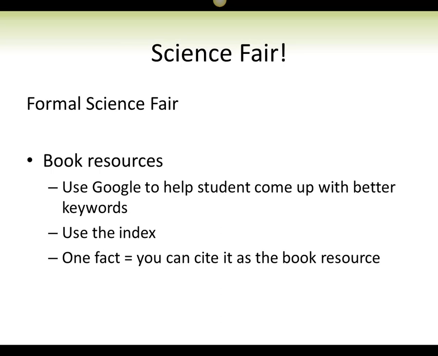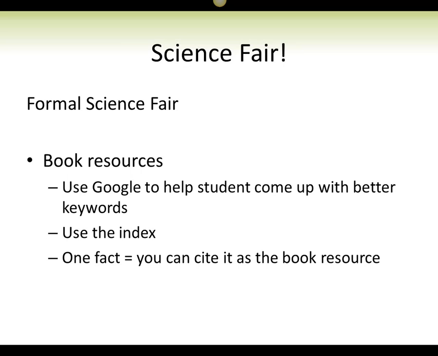So if they're doing something like rust, I might do rust science fair, and it might come back with something like oxidation somewhere in there, and I'll say, oh, well, maybe that's a good keyword, oxidation. Let's try that, and then we'll use that when we're doing the catalog search. But remember, if your catalog doesn't list the word oxidation or rust or anything else in the description, it's not going to come back with a book. That doesn't mean there's not a book on your shelf.